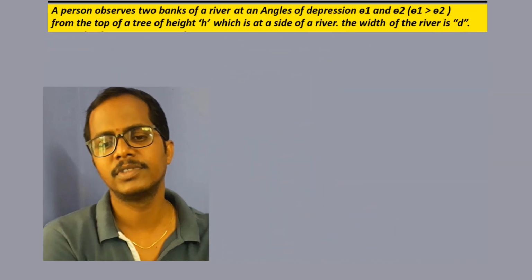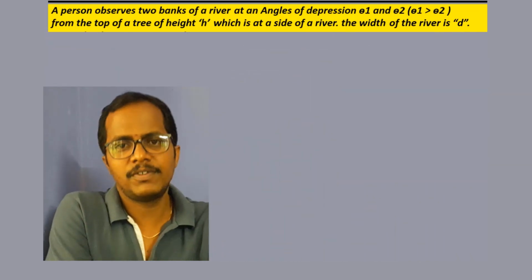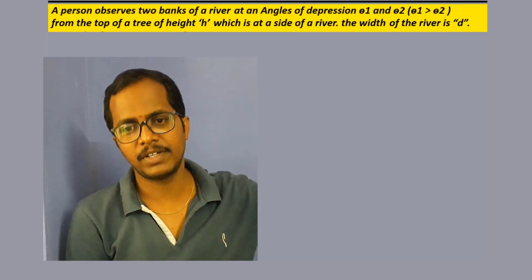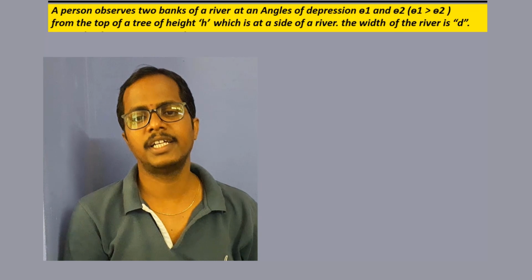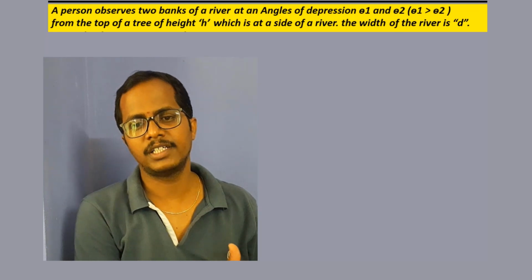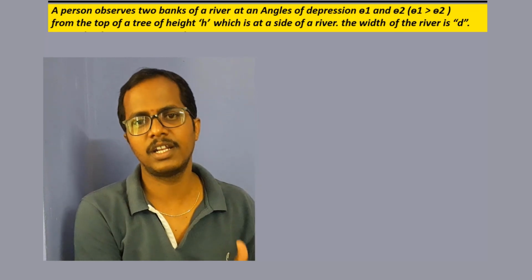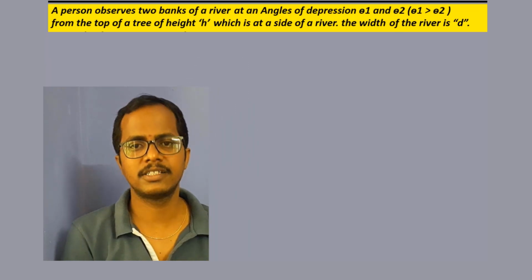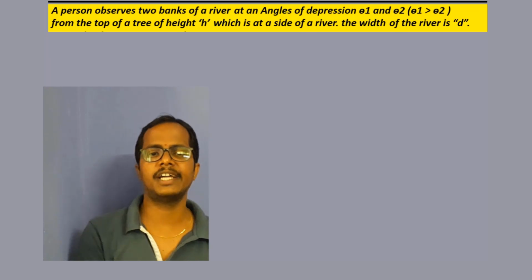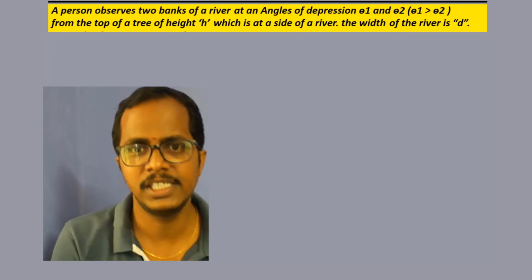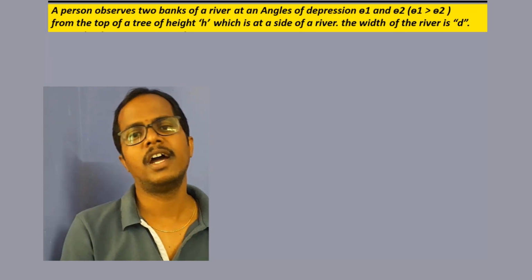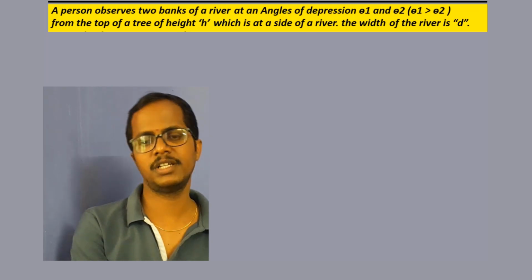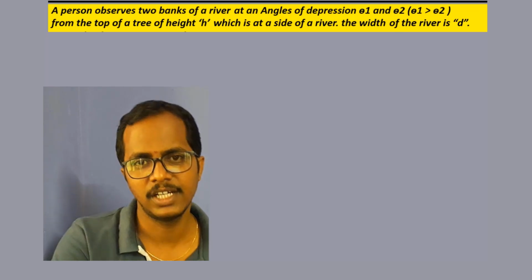So in this problem, a person is observing the two banks of a river from the top of a tree, and the tree is at one side of the river. He is observing the two banks with angles of depression theta 1 and theta 2, and the height of the tree is h meters, and the width of the river is d meters, also given. Using this information, we need to draw the rough diagram for the given situation.